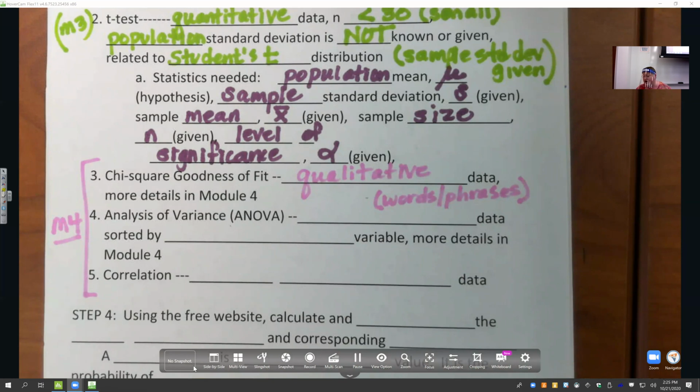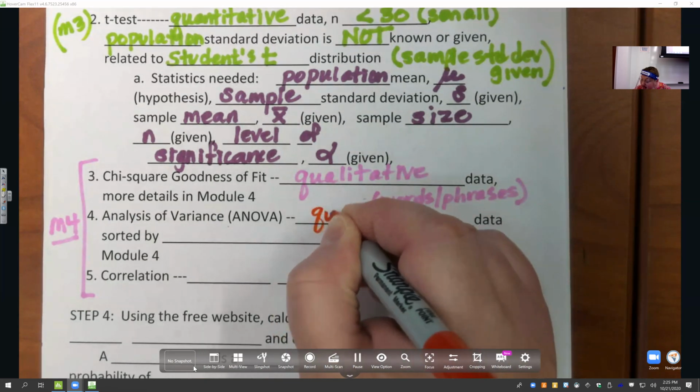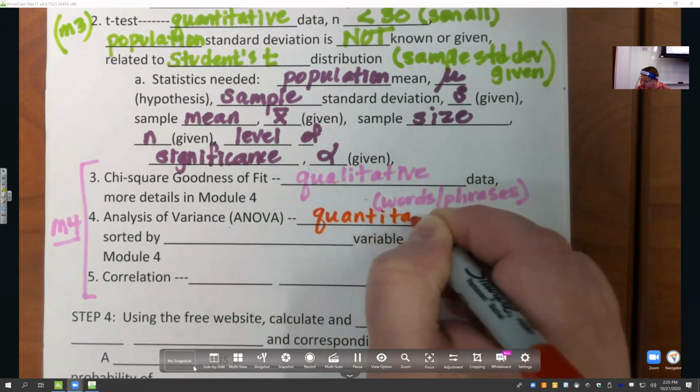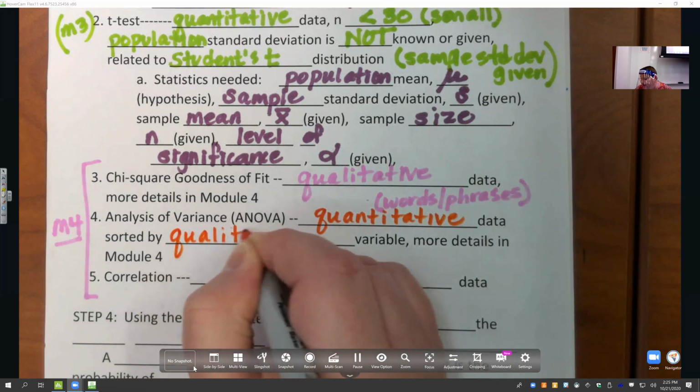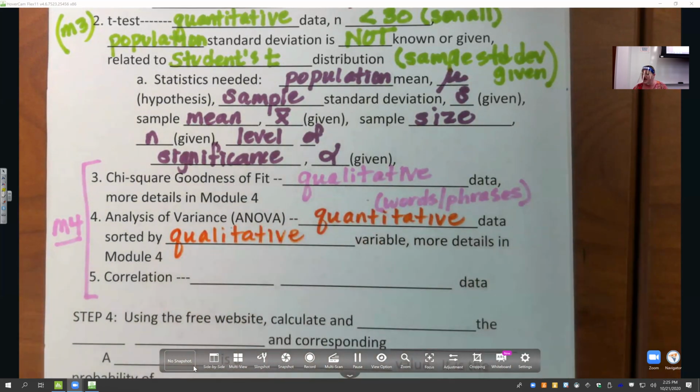Analysis of variance, or ANOVA as it's abbreviated, is quantitative data, so it's numbers, sorted by a qualitative variable. An example of ANOVA might be that we want to look at the wait times in the drive-through of the various McDonald's locations in Cartersville. So I'm taking the wait times, which are numbers, and I'm sorting them by location, which is qualitative. So it is quantitative data sorted by qualitative.